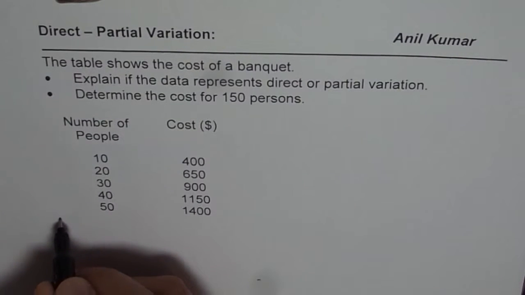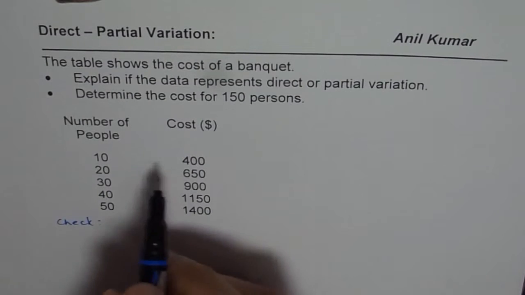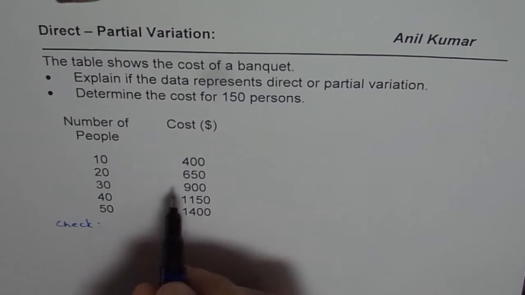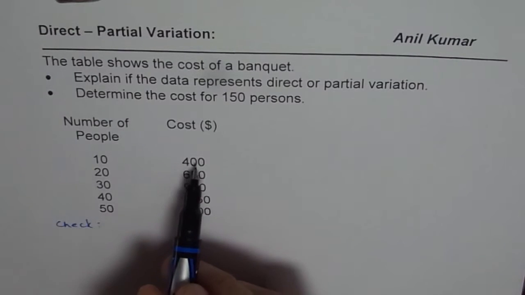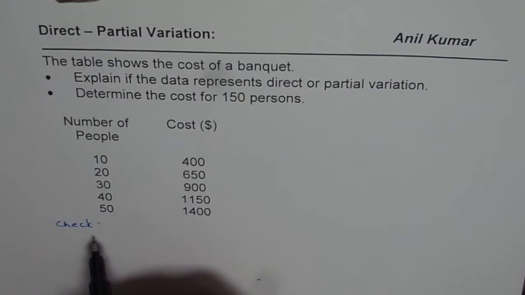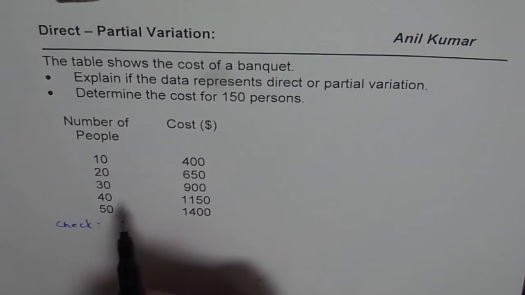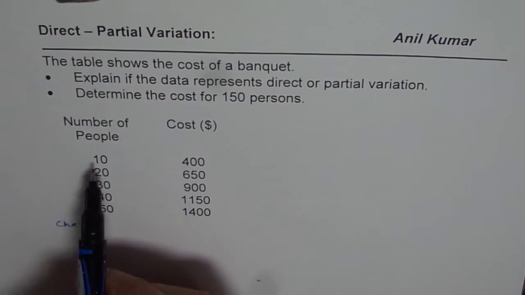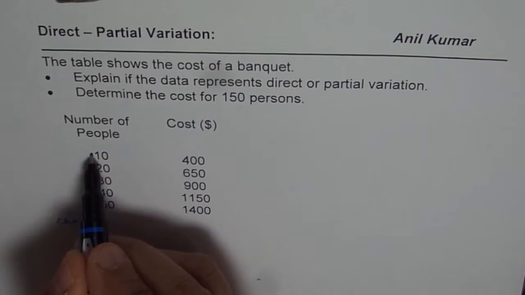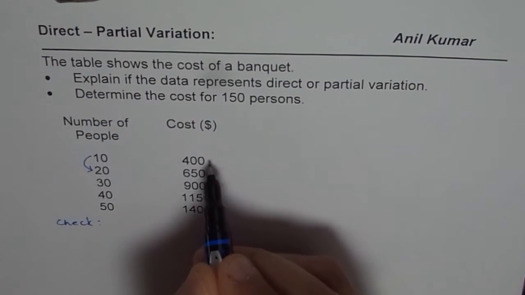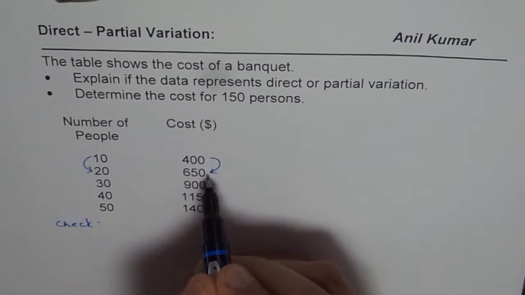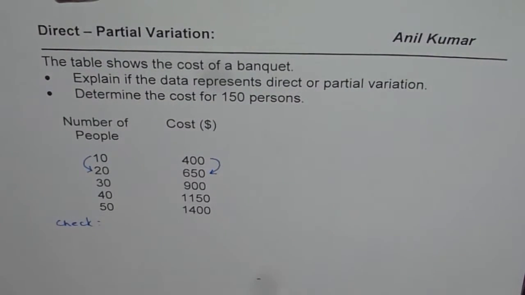Now, how to check for that? To check for direct or partial, we can find the ratio of cost to number of people. If the ratio is the same, then it is direct. If the ratio is not the same, then it is not direct but partial. Otherwise, you can also see if the number of persons doubles, from 10 to 20, does the cost double? No, it does not. It is not 800, it is 650. So that also shows that the relation is not direct.